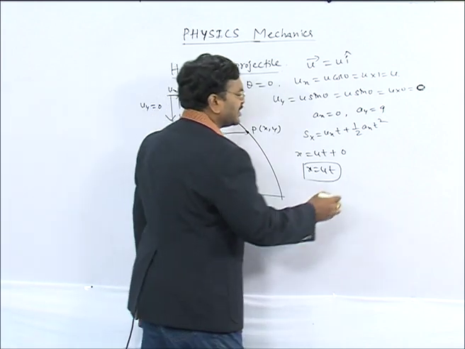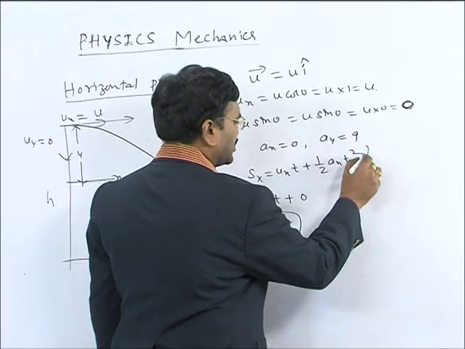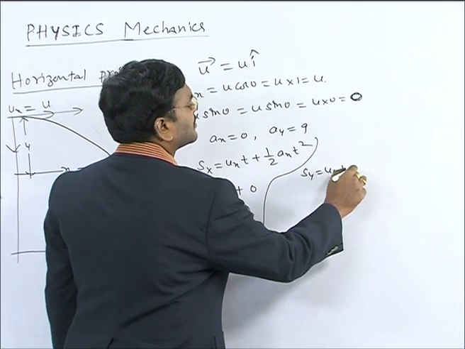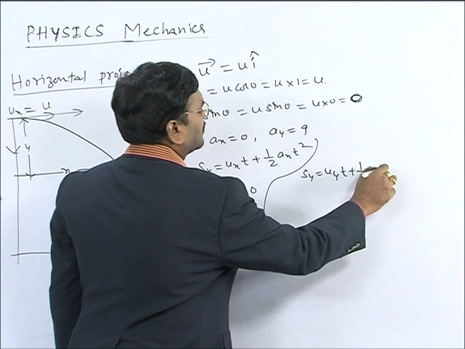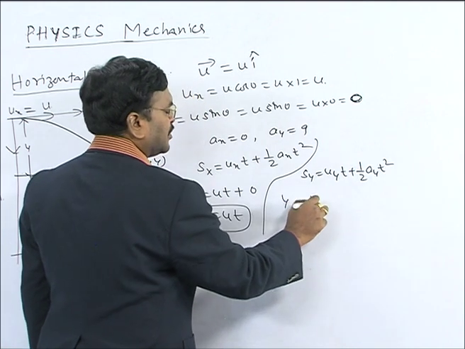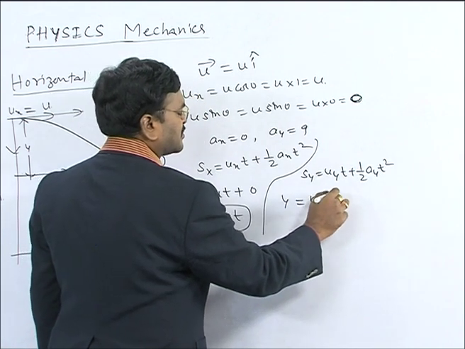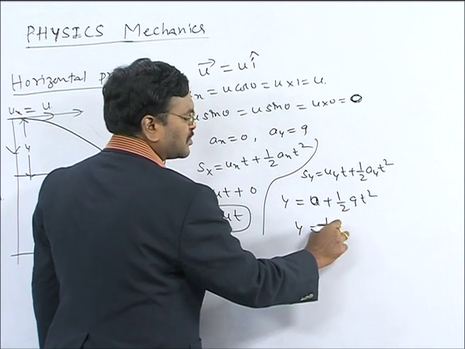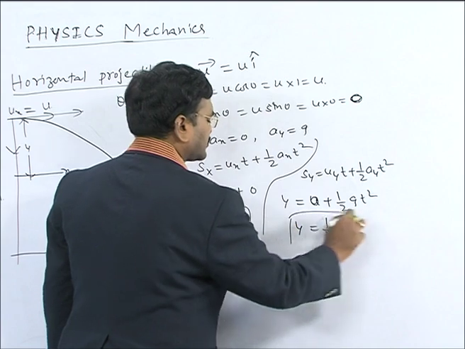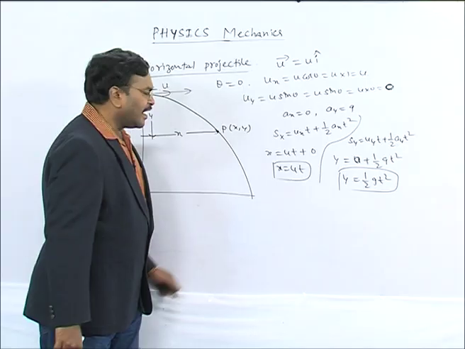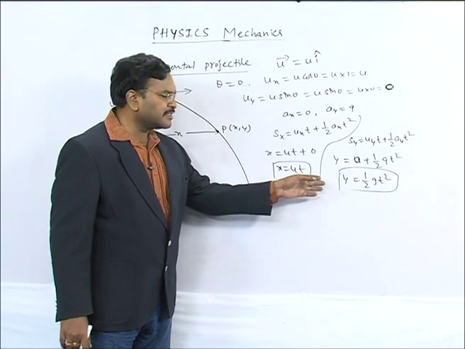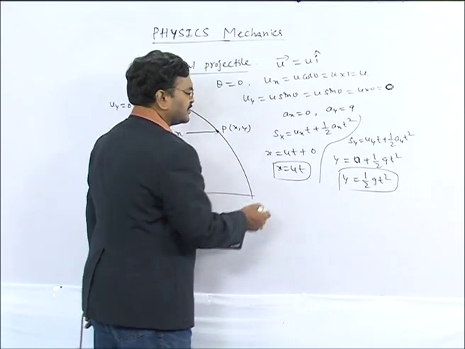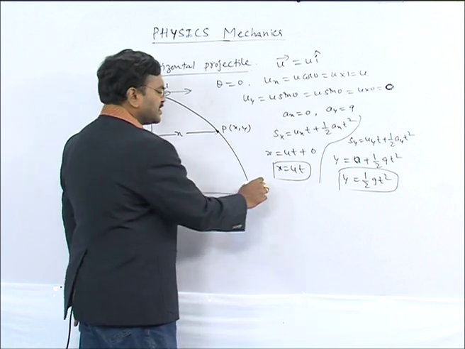Again we calculate the vertical displacement. Sy is equal to uy t plus half a t square. From this Sy is y, uy is 0, plus half g t square. So, the vertical displacement of the projectile is half g t square. Here the horizontal displacement is ut, and the vertical displacement is half g t square.